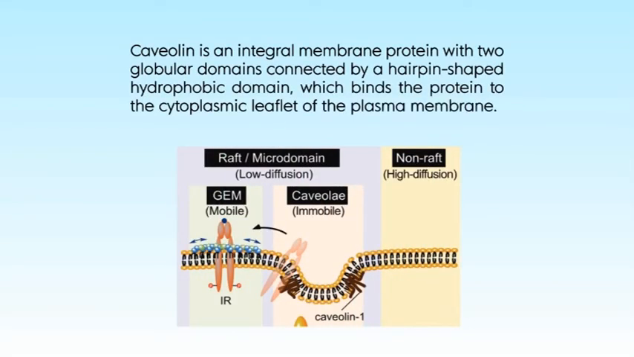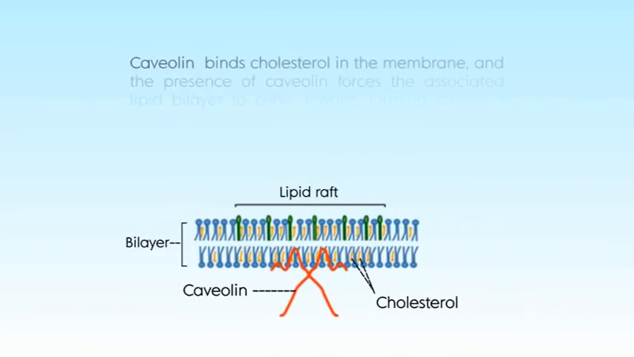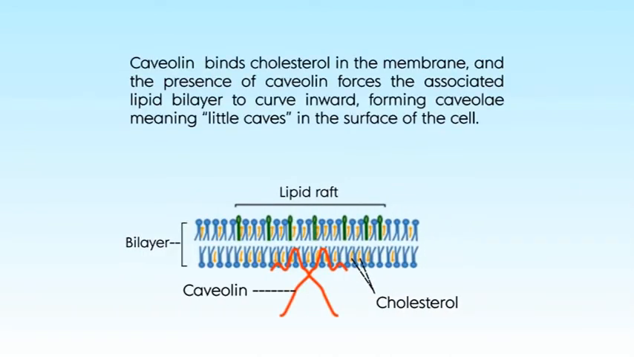Caveolin is an integral membrane protein with two globular domains connected by a hairpin-shaped hydrophobic domain, which binds the protein to the cytoplasmic leaflet of the plasma membrane. They are a special class of membrane rafts. Caveolin binds cholesterol in the membrane, and the presence of caveolin forces the associated lipid bilayer to curve inward, forming caveolae, meaning little caves, in the surface of the cell.